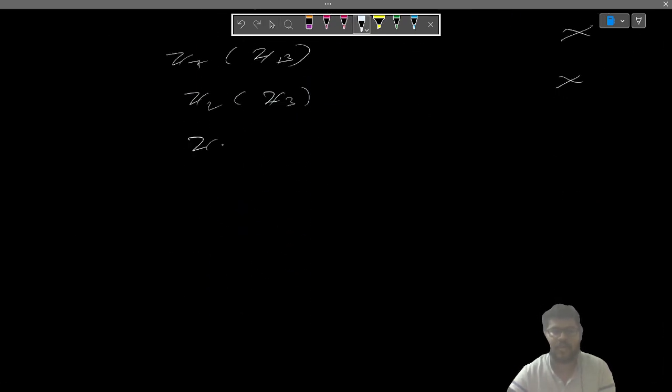Z6 over Z6. Now both are not prime numbers, but still it is not a vector space, because Z6 is not a field.